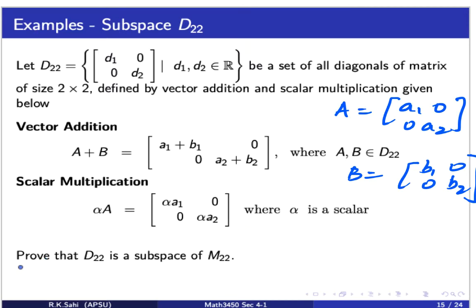So the question is: prove that D22 is a subspace of M22. Now remember, if you have to prove that something is a subspace, we need to prove all four properties. And let's look at what M22 is. Remember the familiar vector space M22, the set of all matrices of size 2 by 2? That's the M22 I'm talking about. So let's first prove that D22 is a subspace of M22.